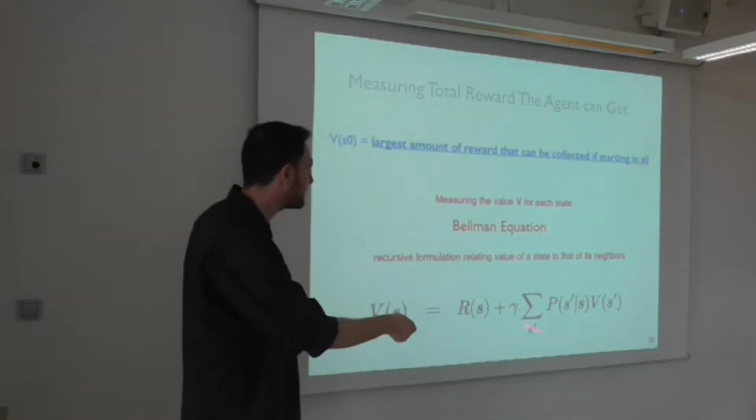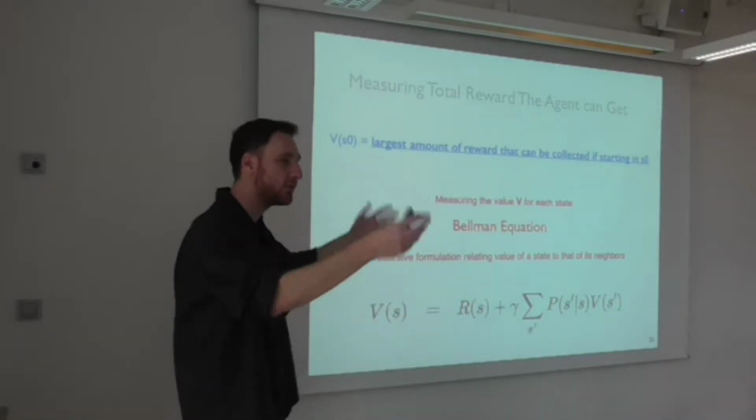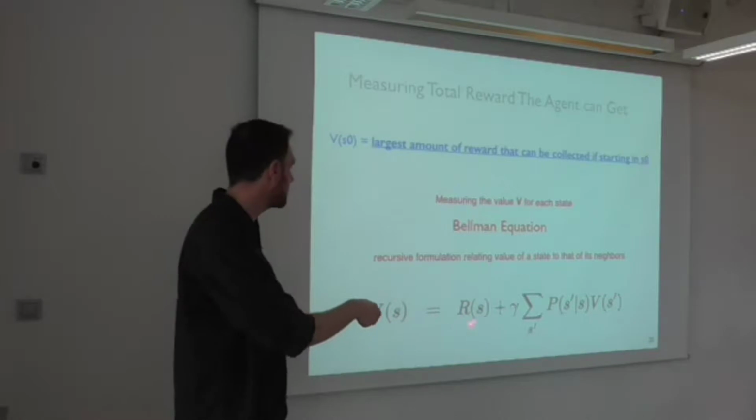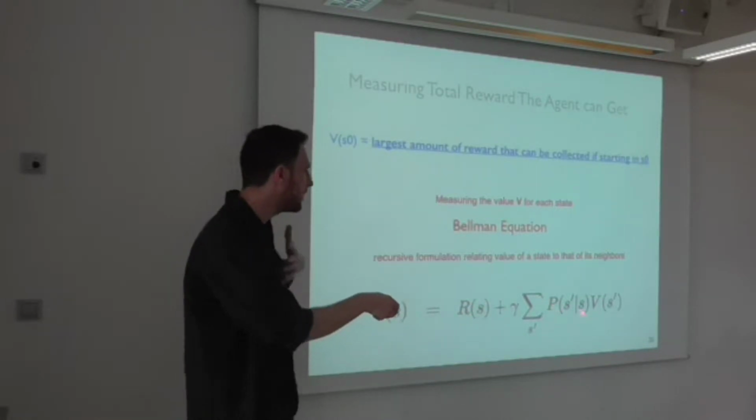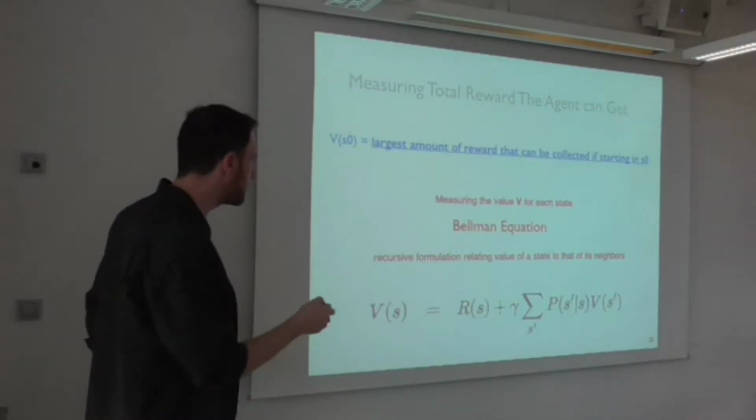So this is the expected, the average sum of rewards that follow from the current state of the game. So it's the current reward plus all the reward that follows. That's the value according to the Bellman equation.